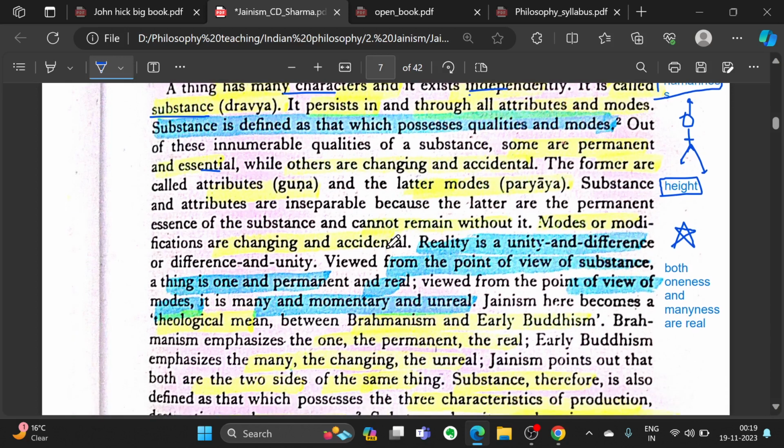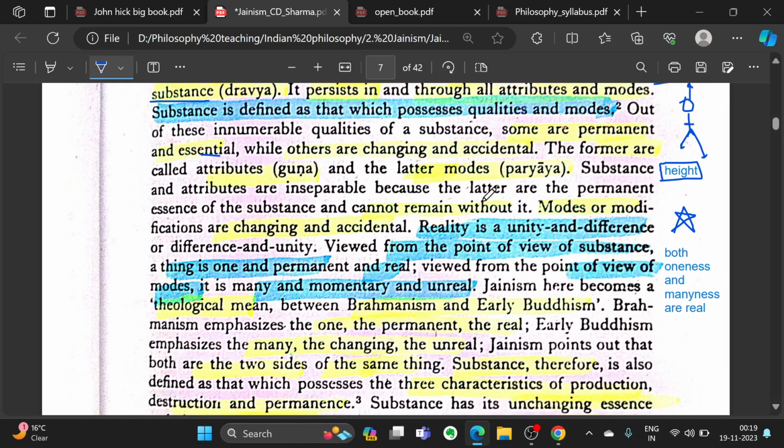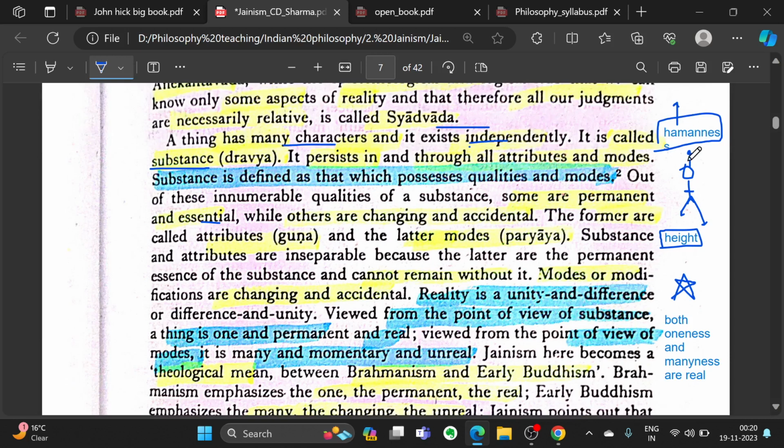Substance and attributes are inseparable because the latter are the permanent essence of the substance and cannot remain without it. They are saying that attributes are primary. Without attributes, the substance cannot remain. So a human is defined by humanness. If there is no humanness in a human, it will not remain a human at all. So the substance's existence is dependent on its attributes, and the modes are just secondary.